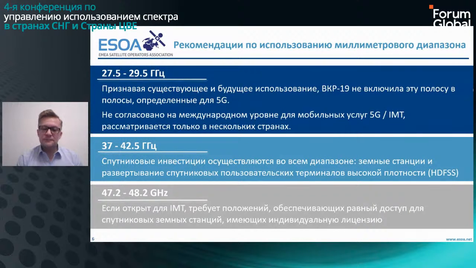37-42,5 гигагерца. Это интересный диапазон, и спутниковые инвестиции осуществляются во всем этом диапазоне. И 47,2-48,2, если будет открыт для IMT, требует положений, обеспечивающих равный доступ для спутниковых земных станций, имеющих индивидуальную лицензию.